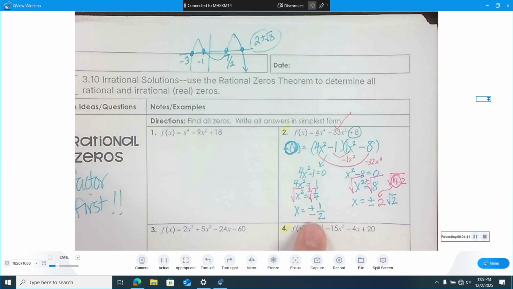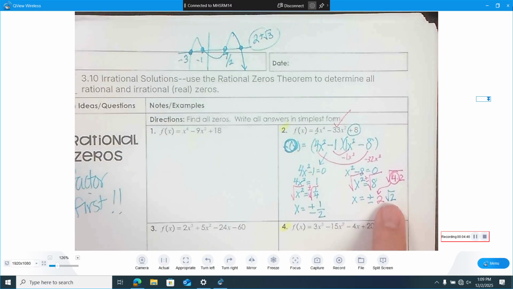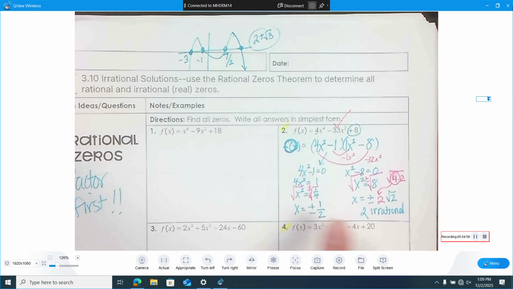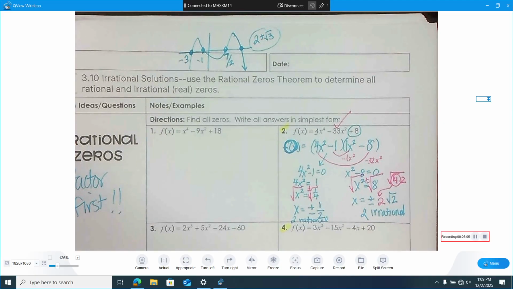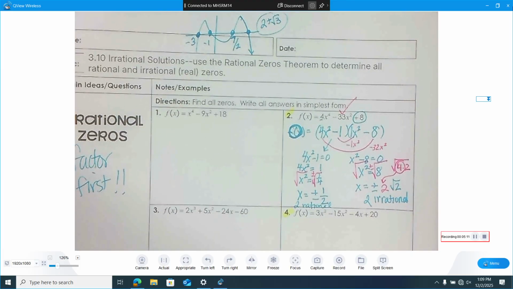And so what we're getting here is a real nice rational fractional answer and 2 irrational answers. So this is 2 irrational zeros, and here we have 2 rational zeros. For a total of how many zeros? 4. Okay. So factor first is always a good rule of thumb. If it looks like something you can factor by hand, it's the easiest thing to do.